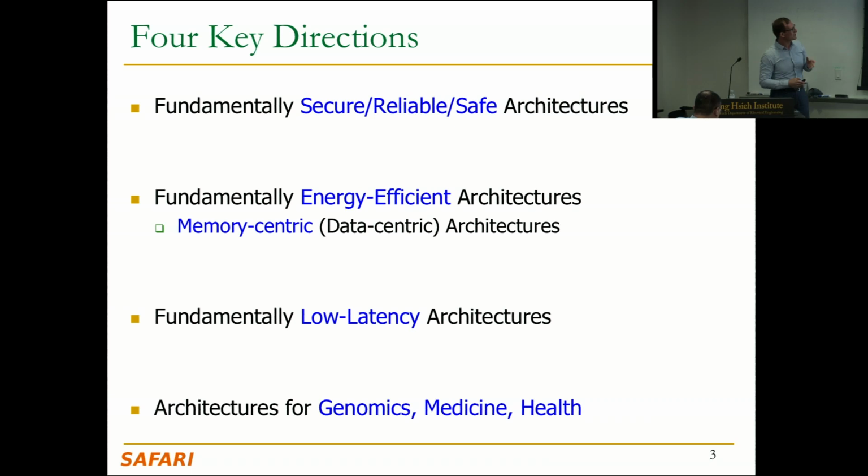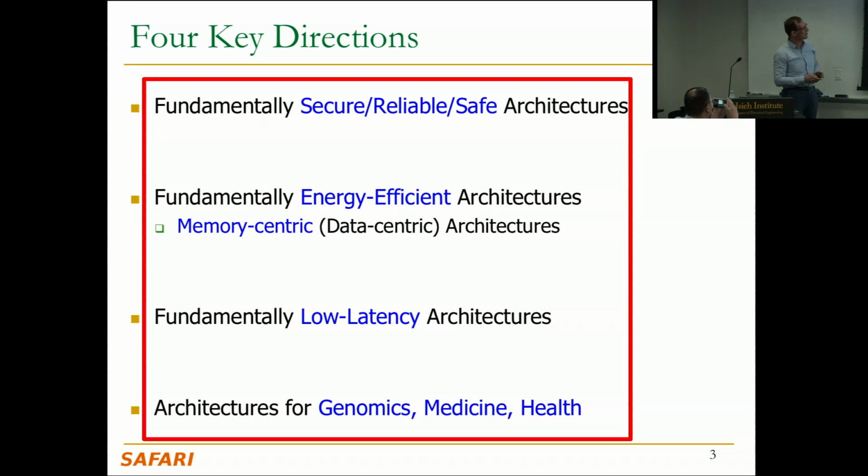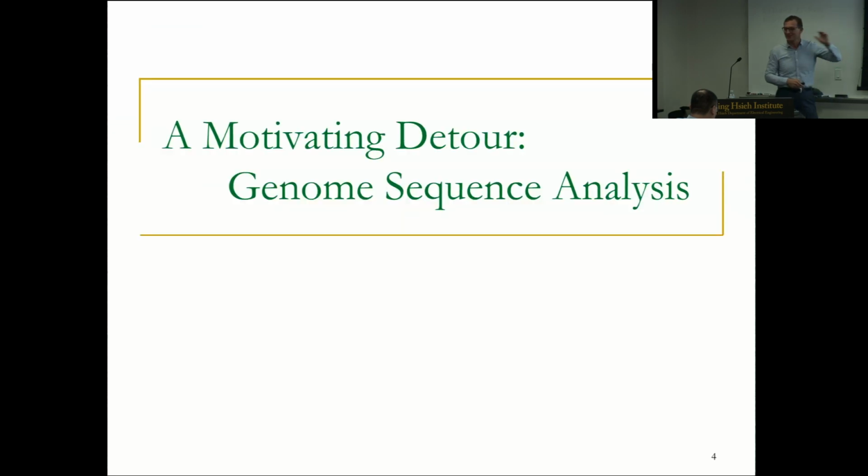Okay, basically these are some of the four key directions that we're following in my group. It's not comprehensive by any means, but we're going to touch upon pretty much all of this in this talk. Fundamentally secure, reliable, safe architectures, energy efficient architectures, which I think means data-centric or memory-centric, low latency architectures, and architectures for genomics, medicine, and health. I'm going to use this last one, as I mentioned, as a motivating detour to motivate processing in memory a little bit.